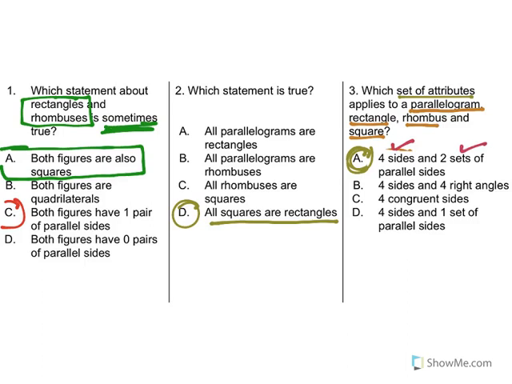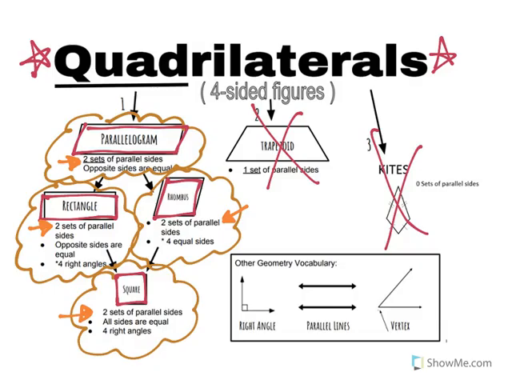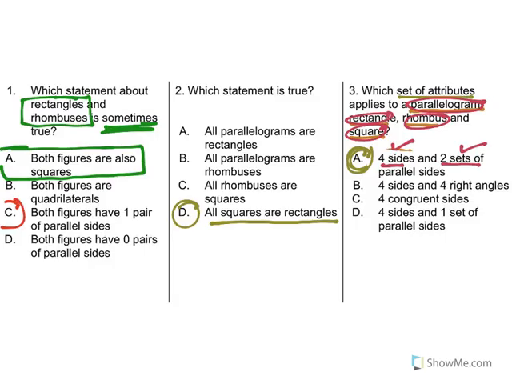Notice how I checked the description for each one of those 4 shapes before I chose an answer. I looked at the quadrilateral tree, I found the shapes I was supposed to be looking at, and I checked to see if that description was true.